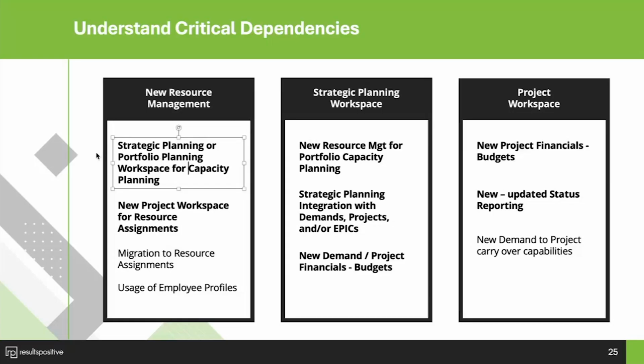So if you wanted to do the full resource management, then you want to make sure that strategic planning is available, as well as that you have access to the capacity planning. To do the full end-to-end life cycle for resource management, you'll definitely want to be using the new project workspace for resource assignments. So that will be a key component there as well. And then it goes without saying that you would use the resource management workspace. So that's one of the key components here for new resource management.